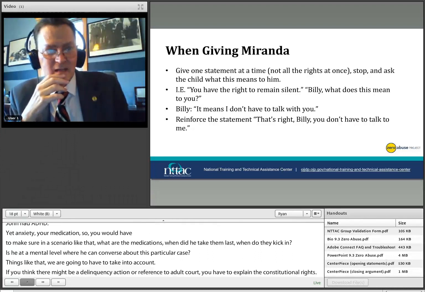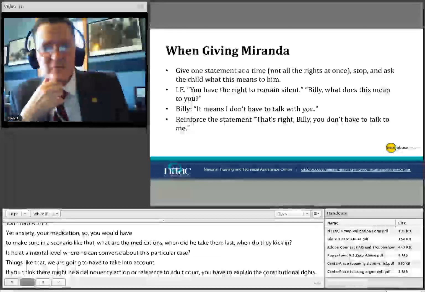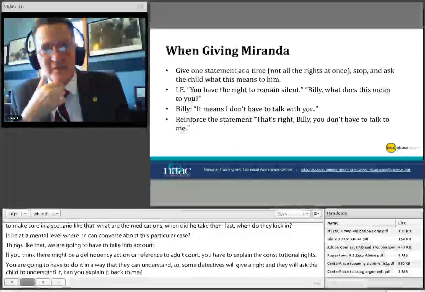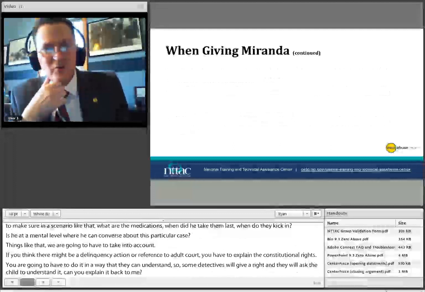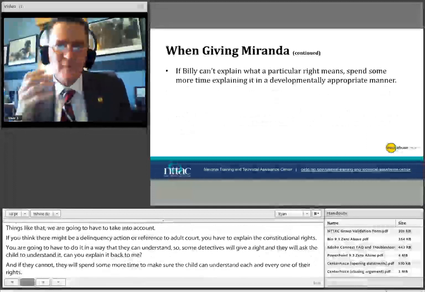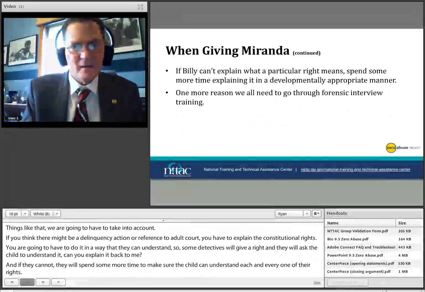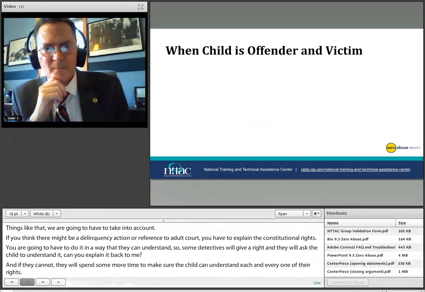Apply that to our scenario with John. Well, John had ADHD, he had anxiety, he had medications. So you would have to make sure in a scenario like that, what are the medications? When did he take them last? When did they kick in? Is he at a mental level where he can converse about this particular case? Things like that we're going to have to take into account.